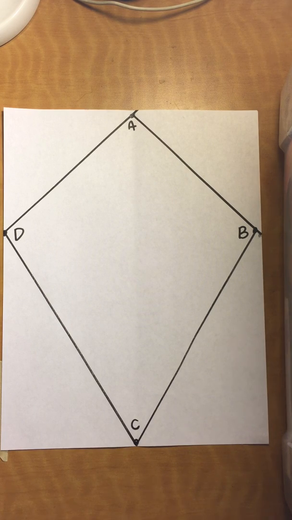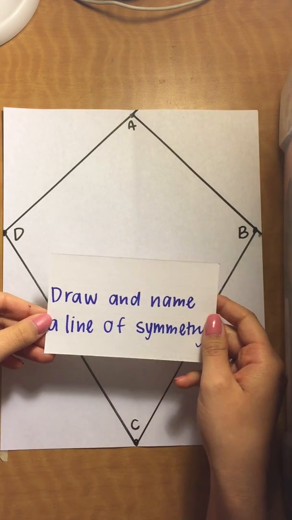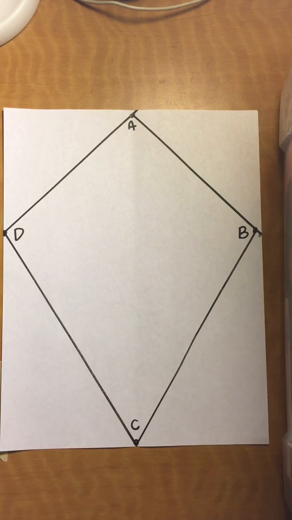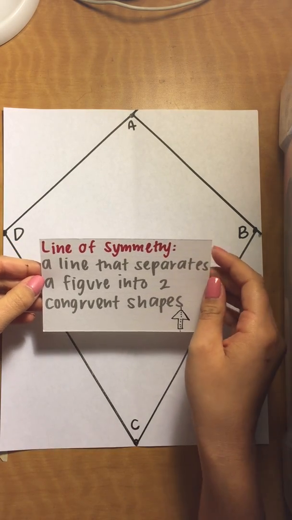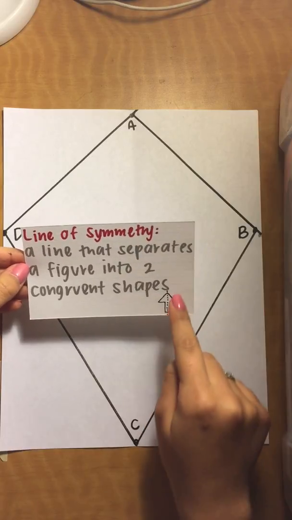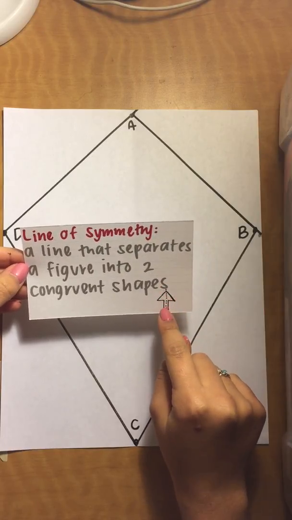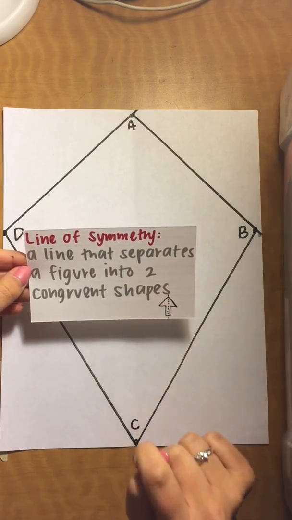So next we're going to be drawing and naming a line of symmetry. We know that a line of symmetry is a line that separates a figure into two congruent shapes. So in this example, this is the line of symmetry and it separates this into two congruent shapes.